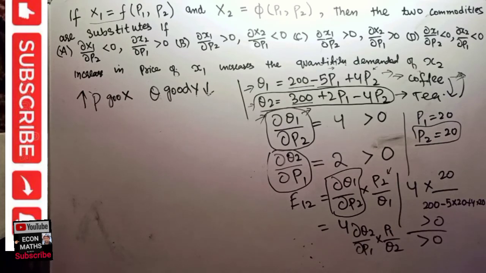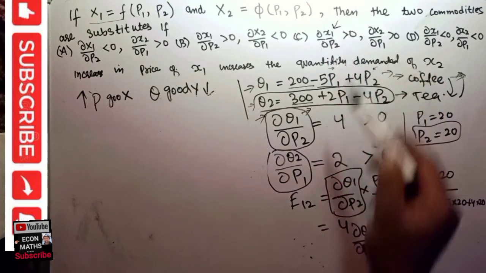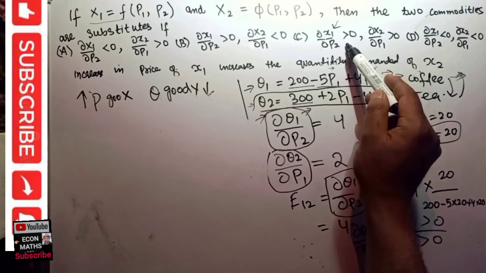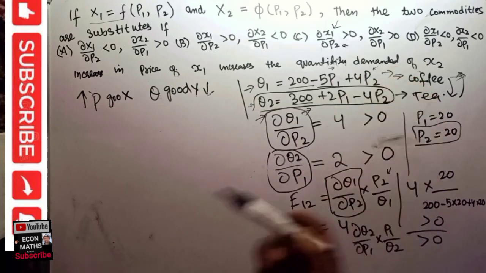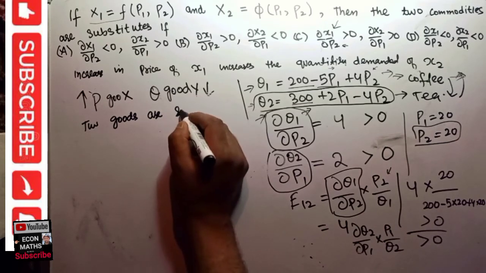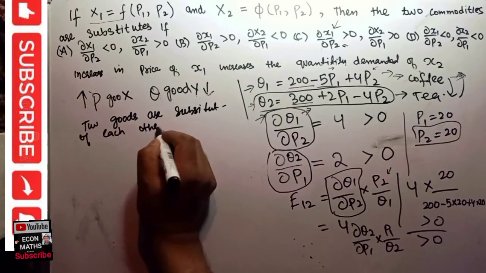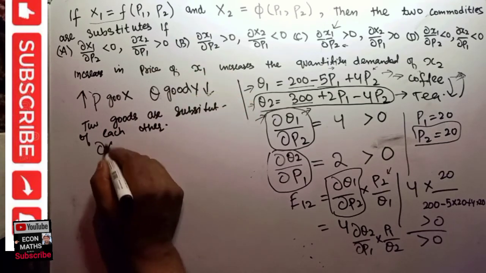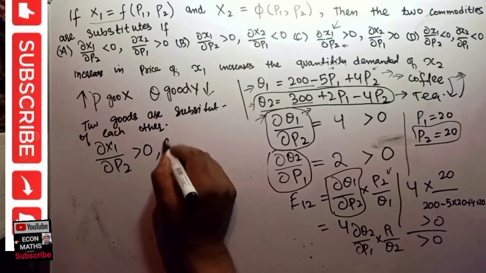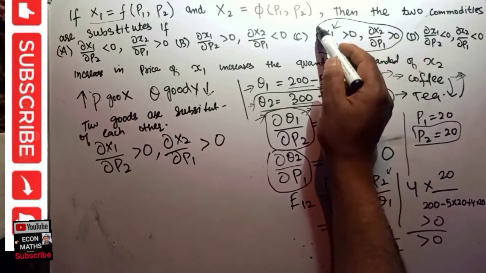The correct answer to this question should be that the change in the quantity demanded of good x, that is the change in x1 with respect to the change in the price of x2, is greater than 0. So I will write here: two goods are substitutes of each other. In this case, when dx1 divided by dp2 is greater than 0, and simultaneously dx2 divided by dp1 is greater than 0, the correct option to this question would be option C.